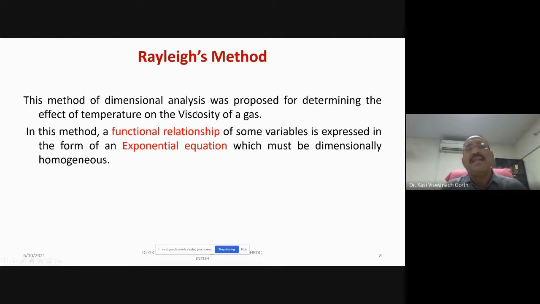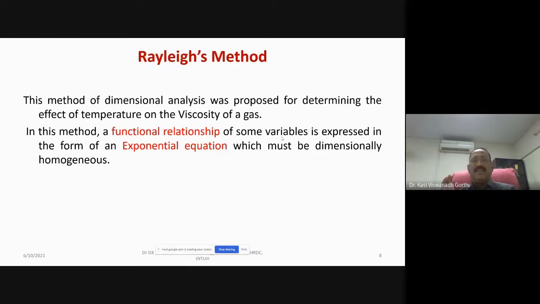This method of dimensional analysis was proposed for determining the effect of temperature on the viscosity of a gas. In this method, a functional relationship of some variables is expressed in the form of an exponential equation, which must be dimensionally homogeneous. So there are two terms that we have been using here.